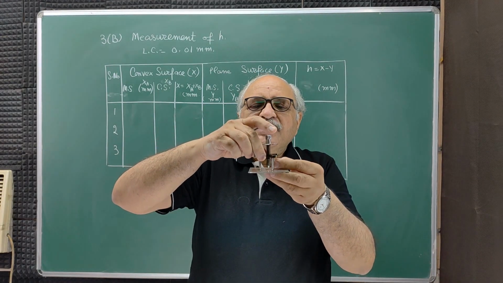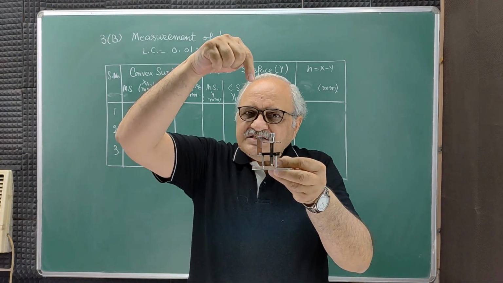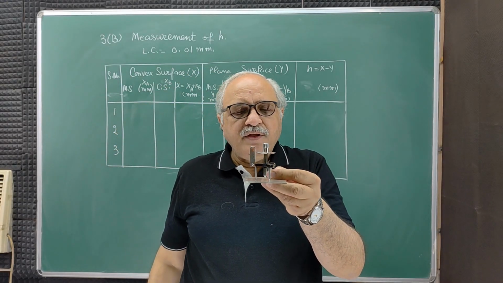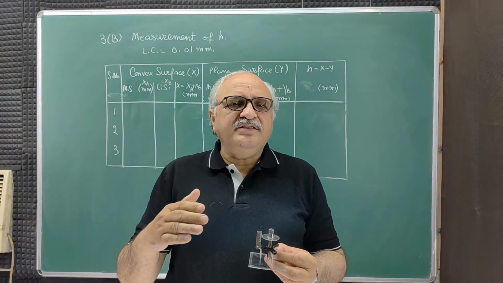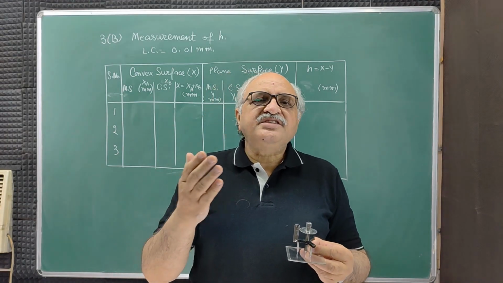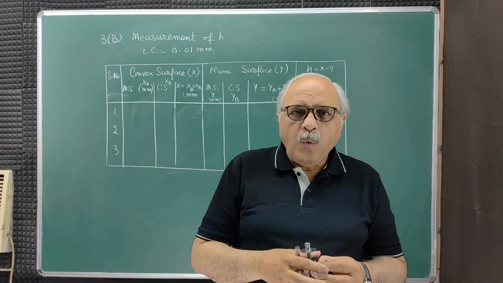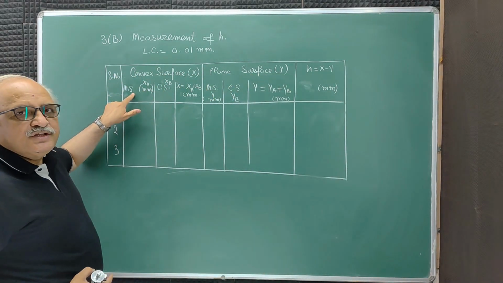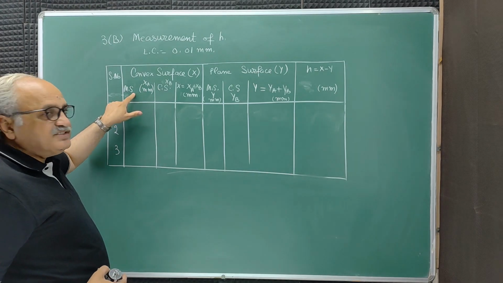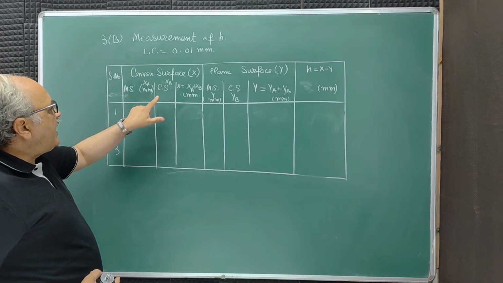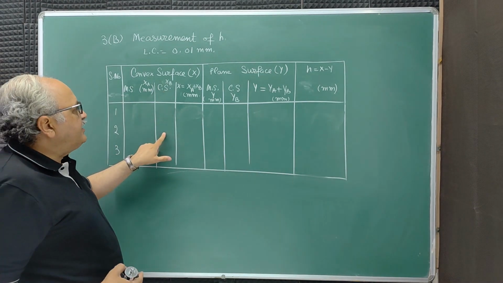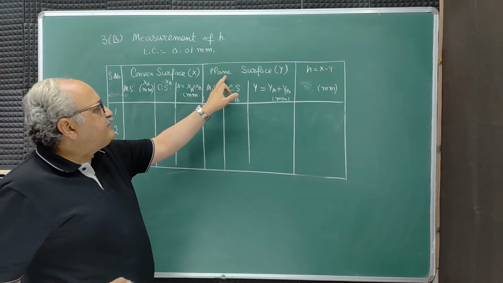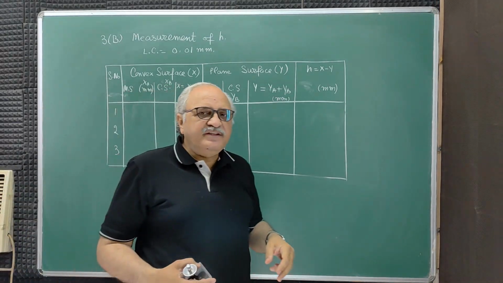Again keep it and try to bring the central screw in contact with the plane surface. The first observation, I am saying, is observation X, and the second observation is observation Y. Here what we have to do is find out the observation on the main scale, vertical one, and the observation on the circular scale. Then we have to add the two to get the exact value. Similarly, we have to repeat it for the plane surface.